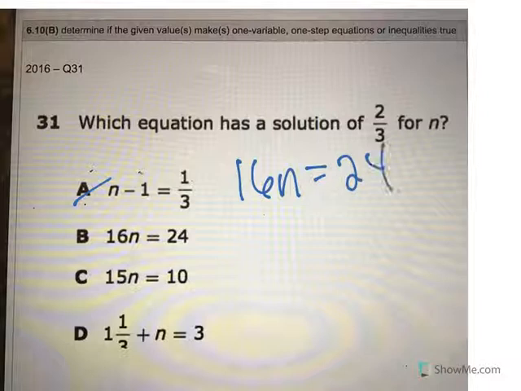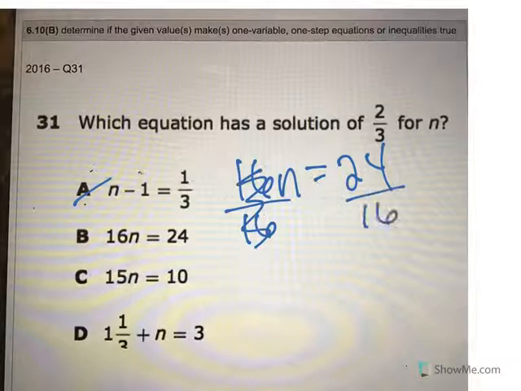Let's look at B. 16n equals 24. So isolating the n, I'm multiplying by 16. The inverse of multiplying by 16 is dividing by 16. And 16 divided by 16 is 1. 1 times n is n. So that gets rid of the coefficient, the number in front of the variable. Of course, whatever I do to the left side, I do to the right side.